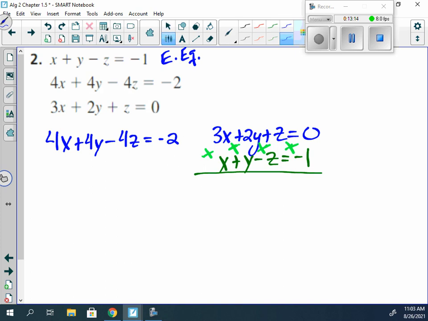So let's go on and add. 3X plus X is 4X. 2Y plus Y is plus 3Y. Z plus negative Z is 0, just like we wanted. And it's equal to negative 1. 0 plus negative 1, or 0 minus 1, is negative 1. Okay.